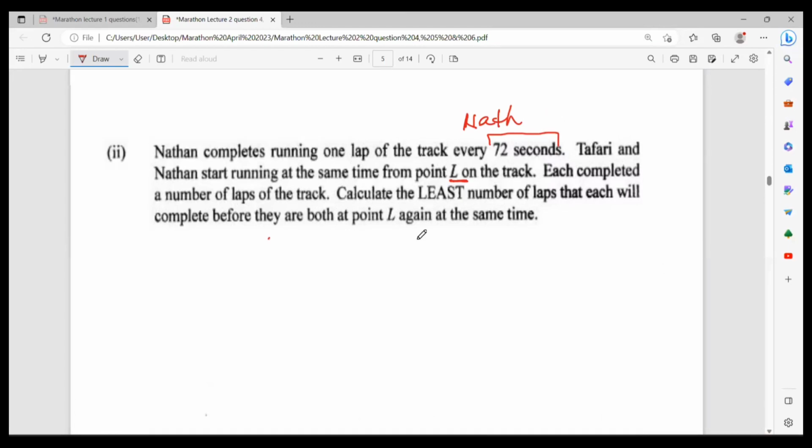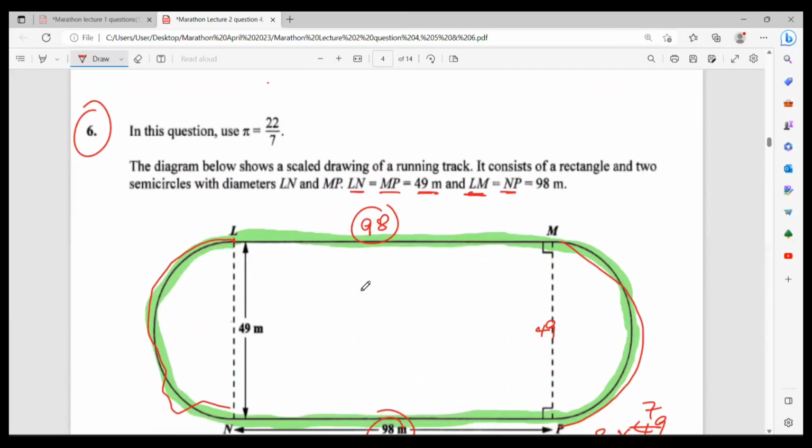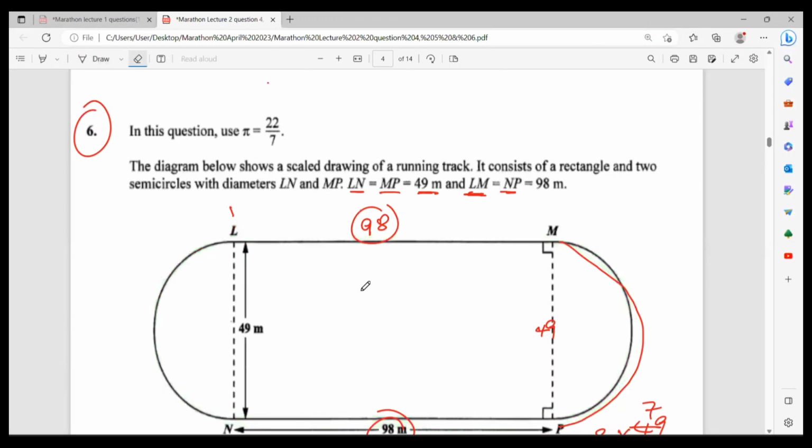Let me tell you what's going on. So I'm going to just run back to the track. We want some context. Tafari and Nathan are going to start running now, right? Tafari and Nathan will start running right here. So the line is here. So this is Tafari, this is Nathan. They're going to run from that spot.